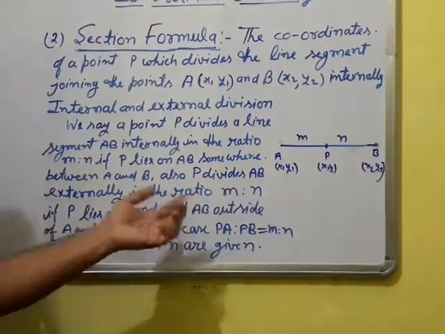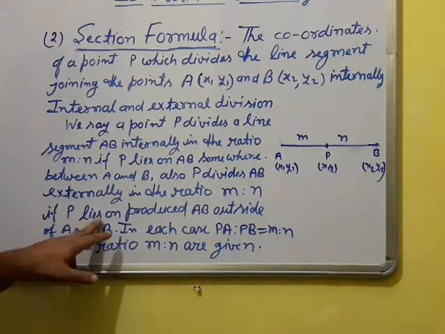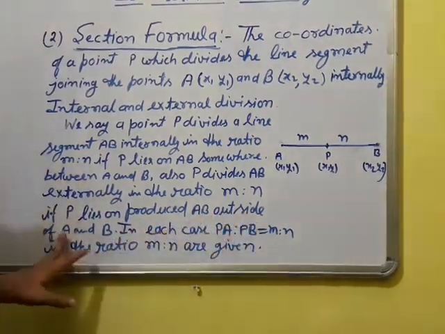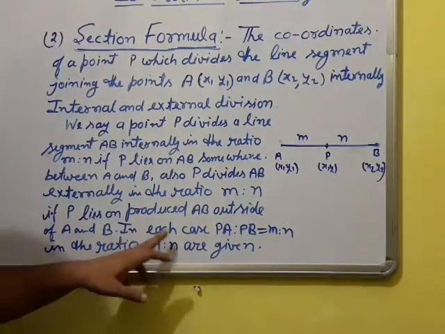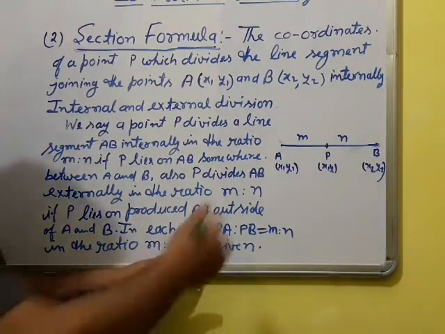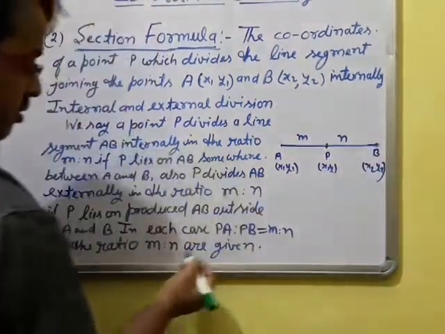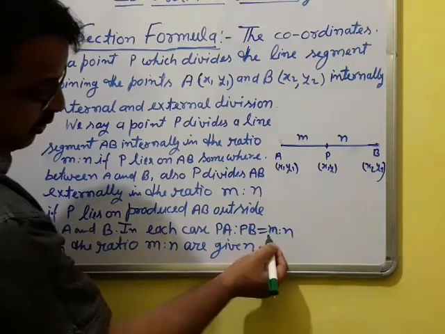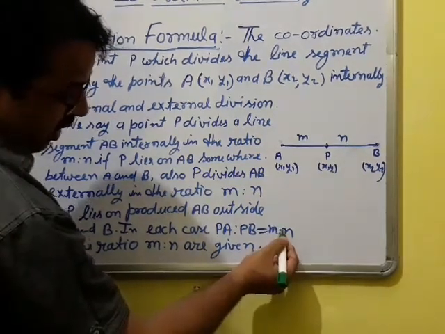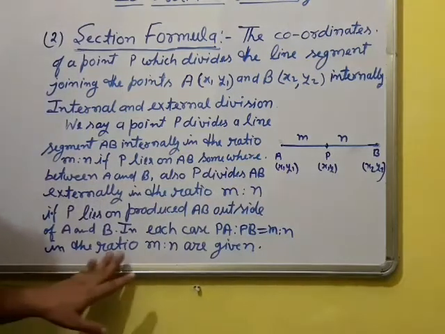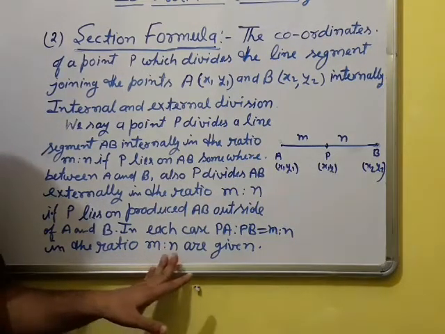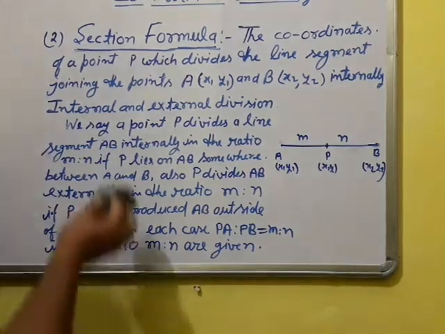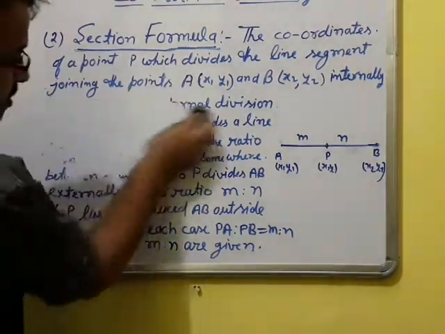Clear? m:n. If P lies on the produced AB outside of A and B, in each case, then we say that PA:PB is equal to the ratio m:n. In the ratio m:n are given. Now we discuss how to solve and what we find here.